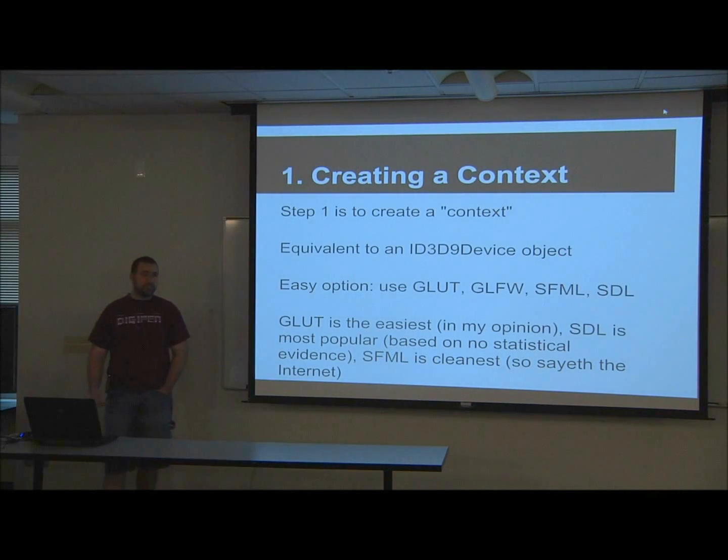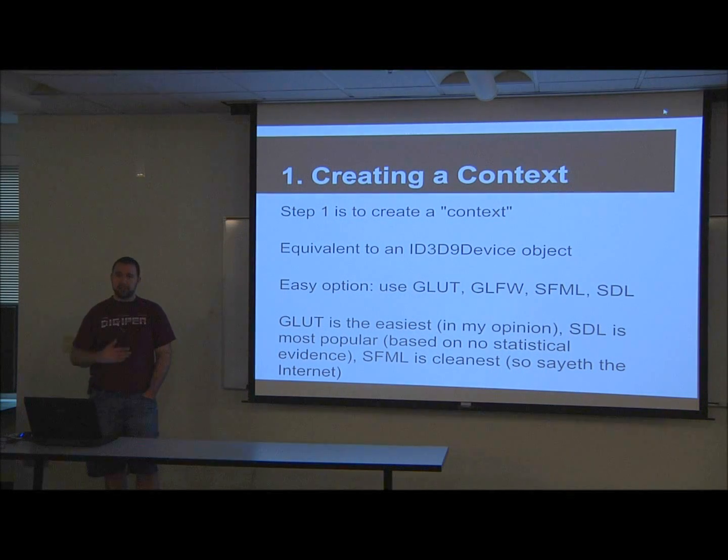So the first thing you have to do whenever you're programming OpenGL is create what's called a context. This is your connection to the hardware itself. This is the equivalent of a Direct3D device, essentially. Now there's a couple different ways to create contexts. I would actually recommend using a wrapper library. These libraries kind of abstract bits of OpenGL from you, including the OS integration part. So there's libraries like GLUT, GLFW, SFML, and SDL. GLUT is by far the easiest in my opinion.